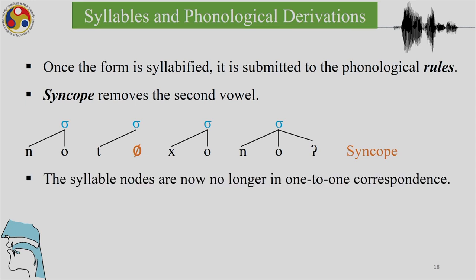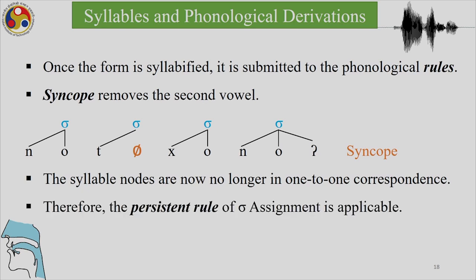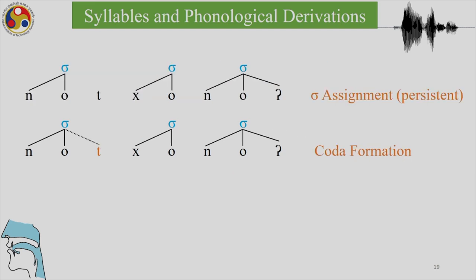The syllable nodes are now no longer in one-to-one correspondence. Now once a vowel is deleted, which is the nucleus of a syllable, then we don't have the syllable node there. Therefore, the persistent rule of syllable assignment is now applicable. Once that node goes away, syllabification happens again. And we have again persistent syllabification. We have notohono. So now after removal of the second vowel, we have to syllabify again the remaining consonant. The consonant which is now left behind after the deletion of the vowel has to be assigned a syllable node, and it becomes a part of the previous syllable.